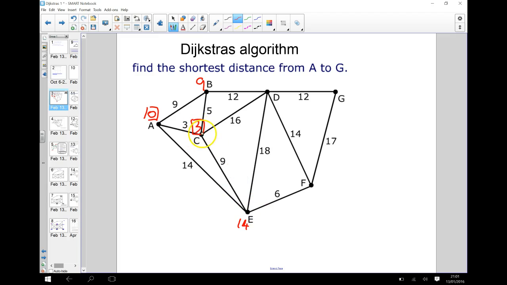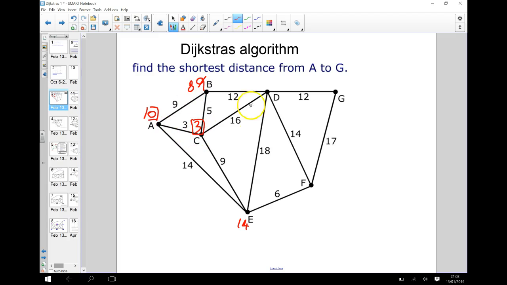Now from this point 3, I'm going to update any of the other values that are connected to C. So C to B, well, that's 3 and another 5 is 8. That's going to be less than the direct 9 from A to B, so we're going to update that value with the number 8. And when I'm doing this algorithm, I'm putting a single line through that 9 so I can still see that it's there, but I'm updating it to the value 8. And that shows that I'm following the algorithm.